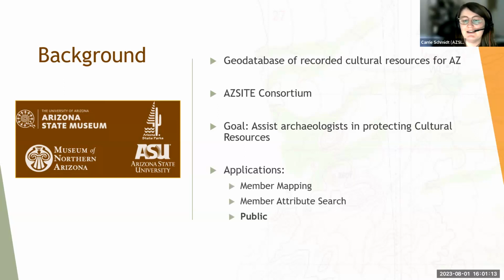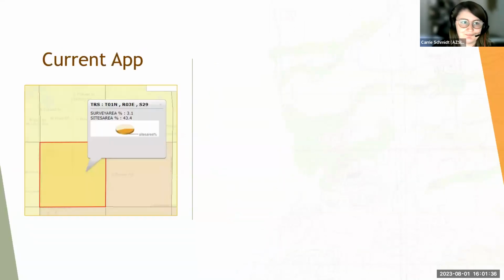So our members can access our data through two main applications. So this is our web mapping application and attribute search application. These are just for members that have been approved and meet certain qualifications because cultural resources is considered confidential data. There is a third application that's often forgotten about and little used, and that is our public application.